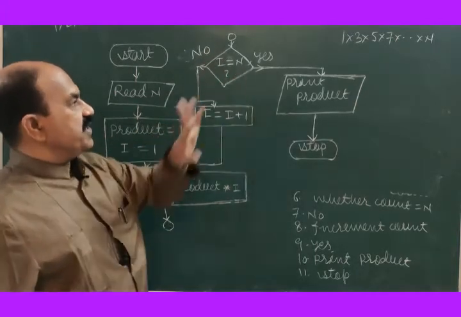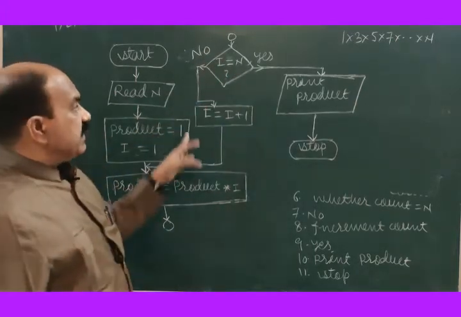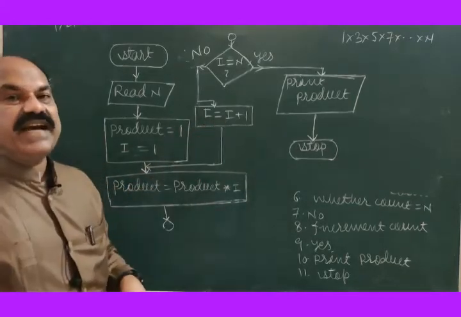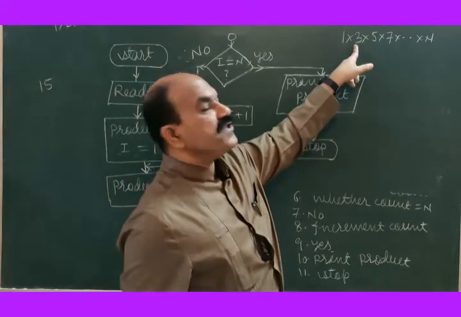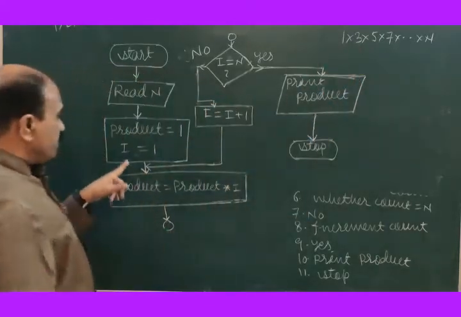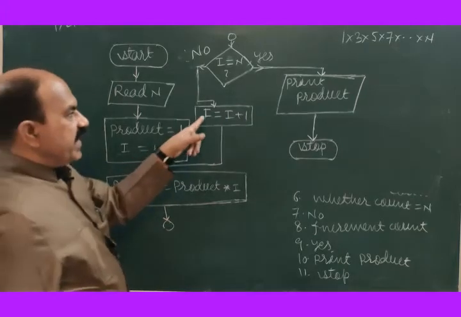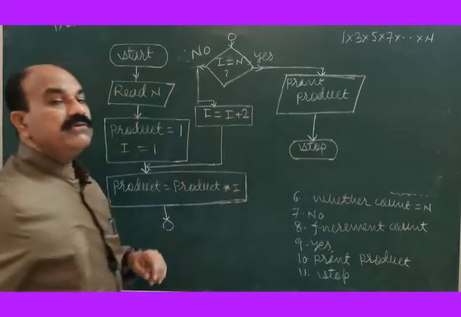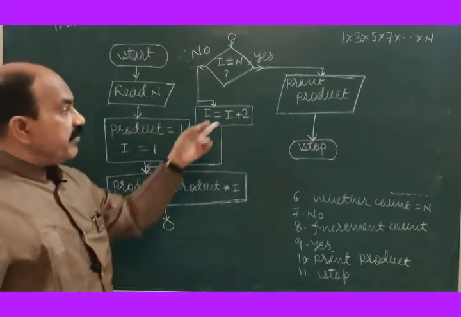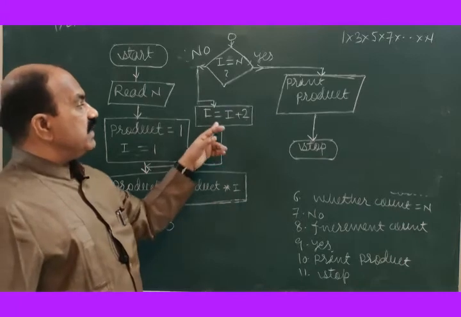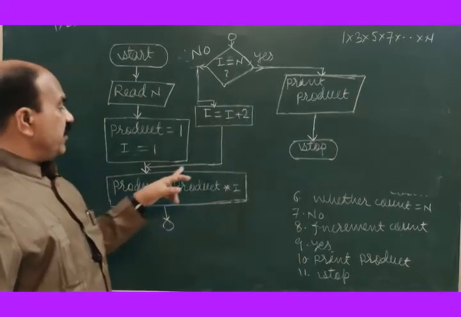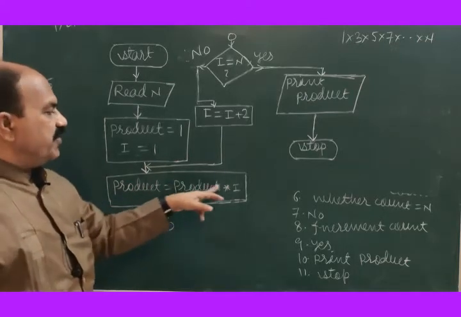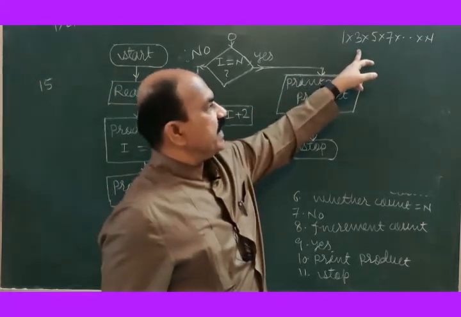Then connector, whether I is equal to n. No. Increment I. Now we have to increment this I such that next integer will be 3. What is the old value of I? 1. When it will become 3, if I put here I is equal to I plus 2, it will be 1 plus 2, 3. It will become automatically 3. Come here. Old product 1, 1 into 3.